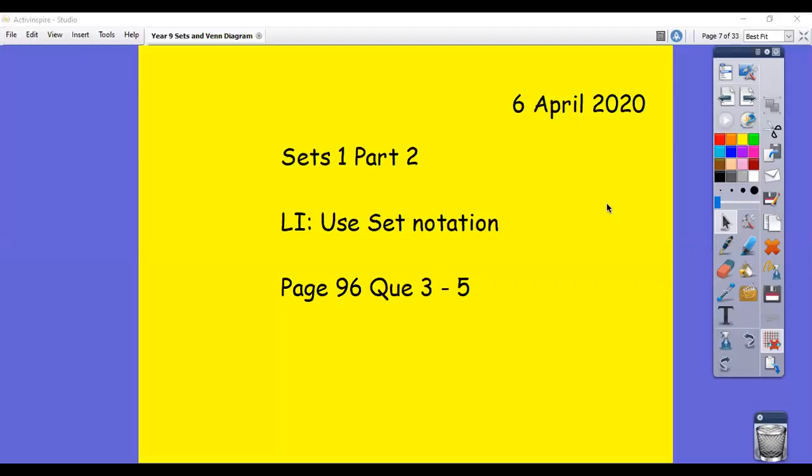So it's part 2, now sets 1, and the learning intention for today is to use set notation. We're working from page 96 from our textbook, and we're going to today look at questions 3 to 5. Now, before we look at those questions, just want to quickly go through some of the questions from yesterday's PowerPoint regarding sets.